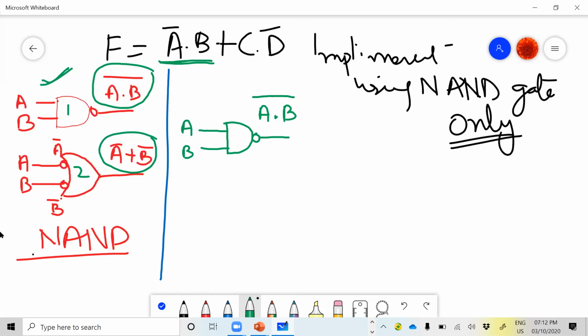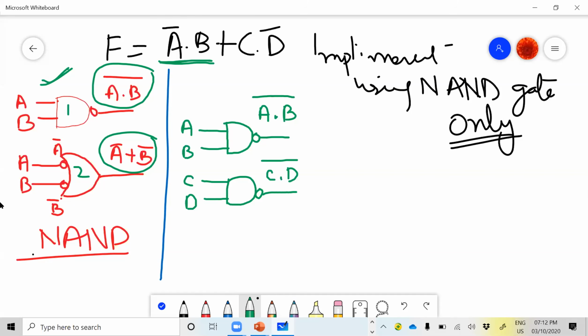Okay, go for the second term, which is C dot D. So C dot D is a product term again. So I will use one more NAND gate, the first representation, and it will be simply C, D here. So I will be getting here C dot D whole complement. Clear, girls? Yes.